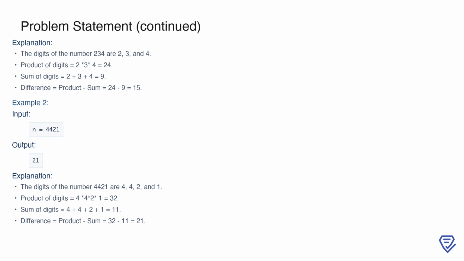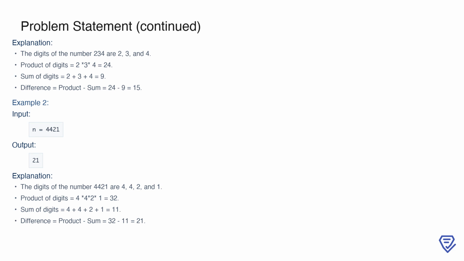Let's break down the example where n equals 234. The digits of this number are 2, 3, and 4. To find the product of these digits, we multiply 2 by 3 and then by 4, resulting in 24. To find the sum of the digits, we simply add 2, 3, and 4, which equals 9. The difference is then calculated as 24 minus 9, giving us the result of 15.